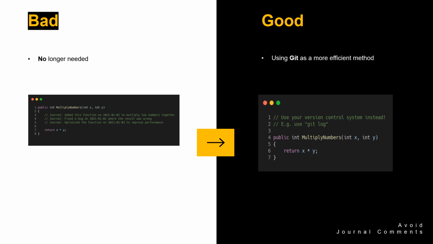For example, using Git, you can use the git log command to view the commit history of the codebase and see all the changes that have been made over time. This can provide all the information you need about the history and evolution of the code without the need for journal comments. In general, it is a good idea to avoid using journal comments in code when you are using version control. Instead, rely on the version control system to track the history and evolution of the codebase and focus on writing clean, concise, and easy-to-understand code. This will help to improve the readability and maintainability of the code and make it easier to work with.